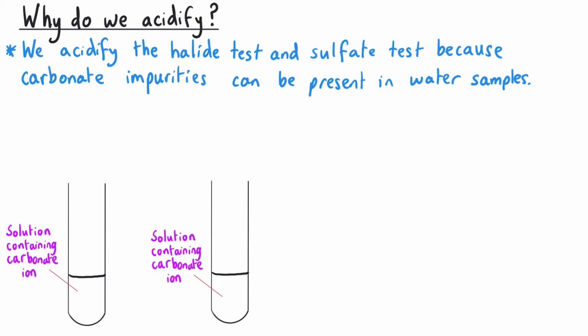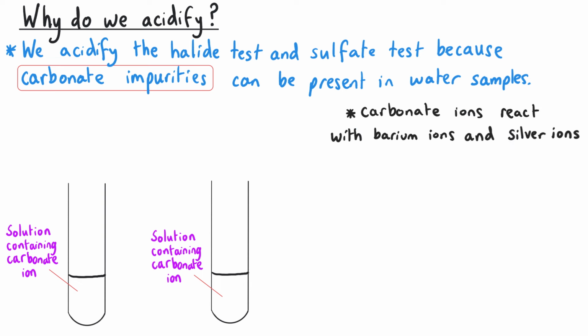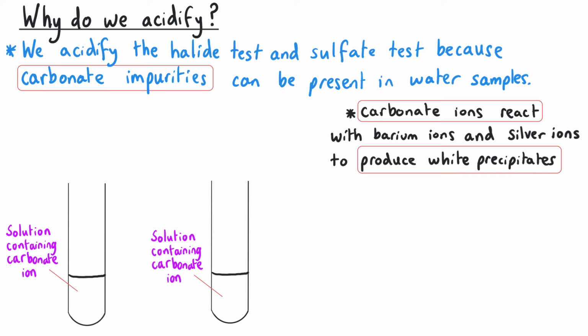The possible presence of the carbonate ion is why we acidify silver nitrate during the halide ion test and barium chloride during the sulfate test, because the presence of carbonate impurities can interfere with the results that we're expecting to get. And the reason that this is an issue is that carbonate ions will react with barium ions and also with silver ions to produce white precipitates.